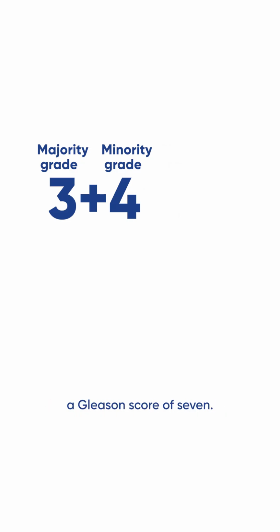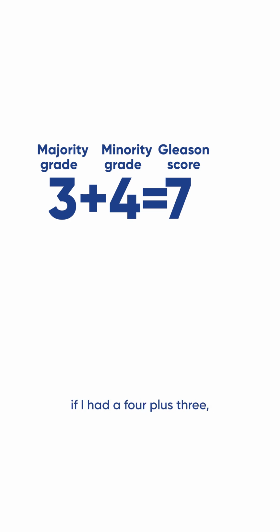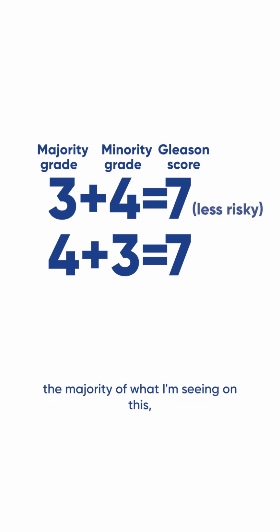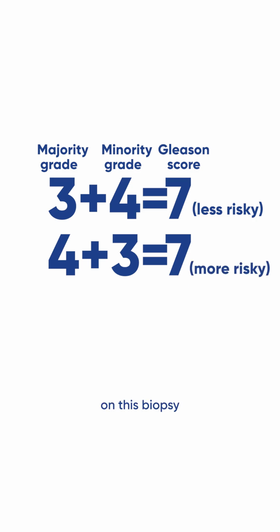So even though that gives us a Gleason score of 7, that's different from if I had a 4+3, which is also giving me a Gleason score of 7. But we're saying in this case, that first number is the number 4. The majority of what I'm seeing on this biopsy core is actually the higher grade 4.